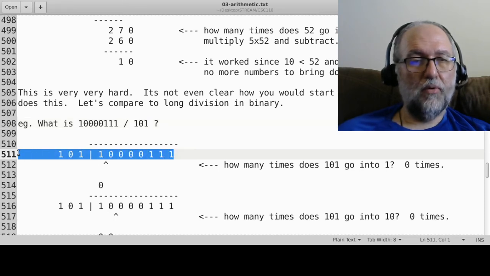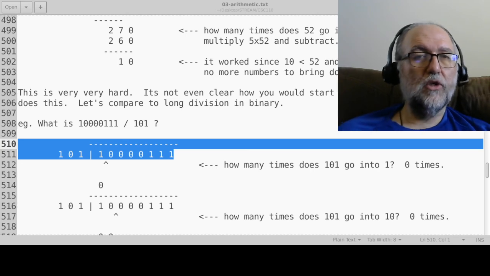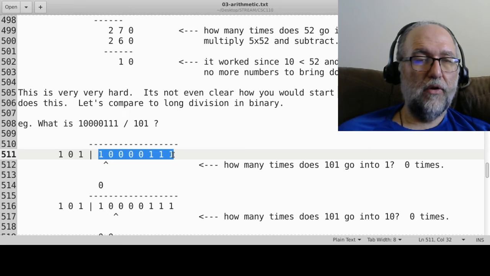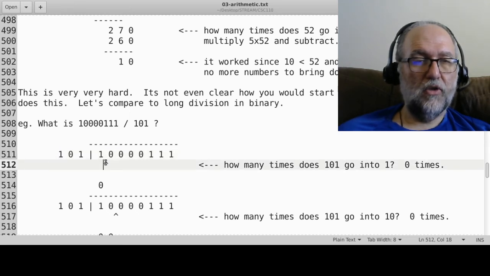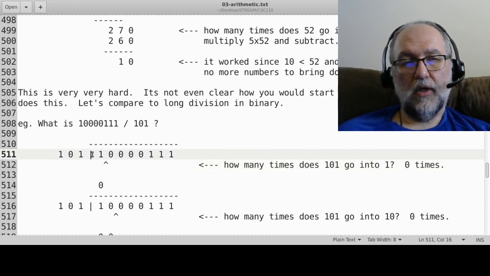So you start off by putting everything under that division sign, the long division sign. You put the numerator inside and you put the denominator outside. Okay, and then you've got that little mental marker there, and you go through one digit at a time. And so now we're just looking at this part of the number so far.